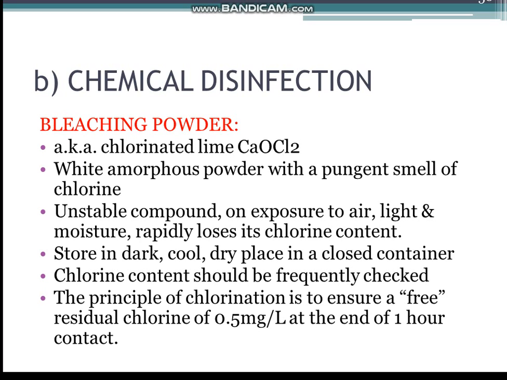The first chemical that we can use is bleaching powder, also known as chlorinated lime. It is a white amorphous powder with a pungent smell of chlorine. When freshly made, it contains about 33% of available chlorine. It is, however, an unstable compound. On exposure to air, light and moisture, it rapidly loses its chlorine content. But when mixed with excess of lime, it retains its strength. This is called stabilized bleach.